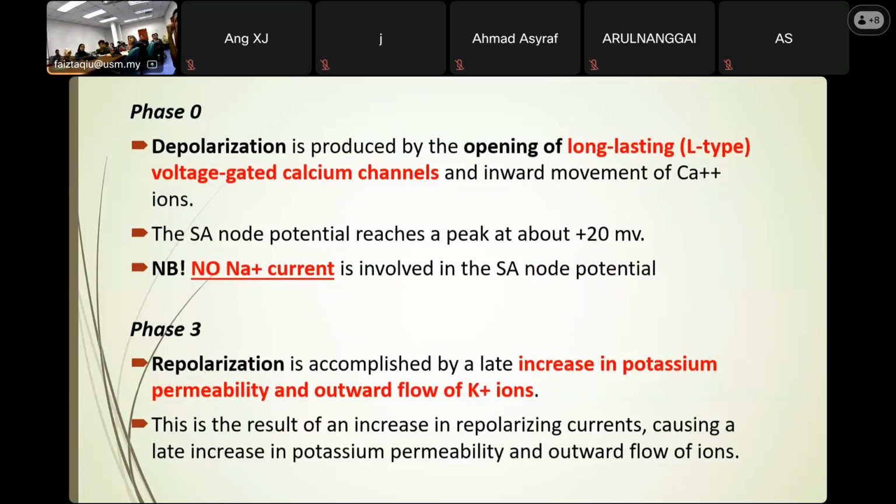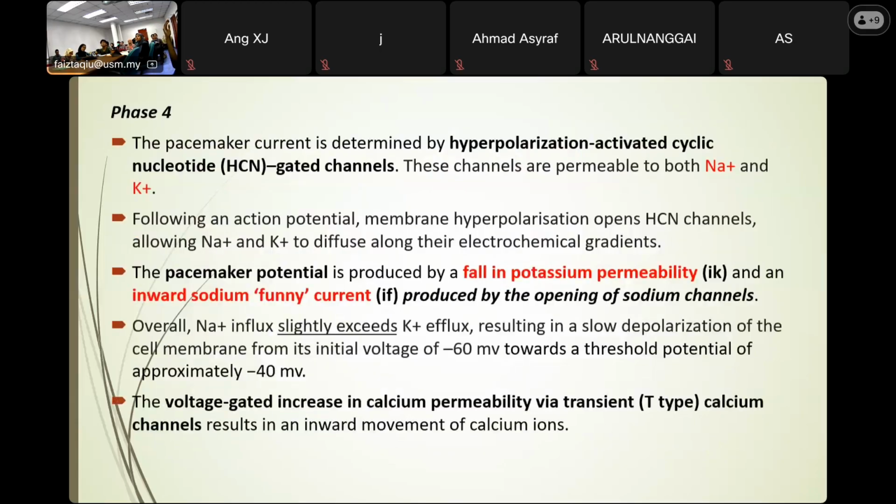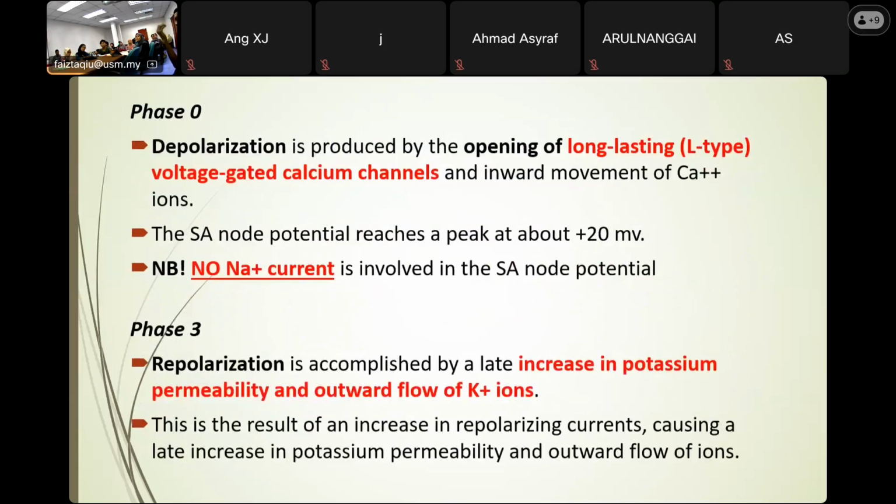A very important fact to remember in comparison with the ventricular myocyte action potential: no sodium current is involved in the depolarization part of the SA node potential. The sodium comes in according to its concentration gradient to reach the threshold potential. Once threshold potential is reached, the L-type calcium channels open, and calcium comes in. There is a calcium influx, compared to sodium in the ventricular one.